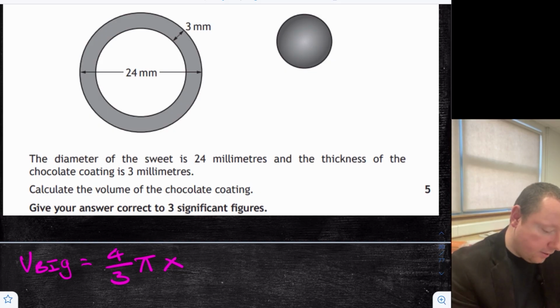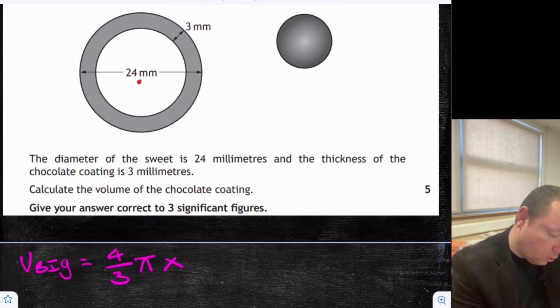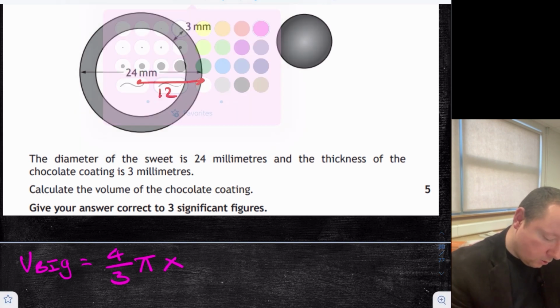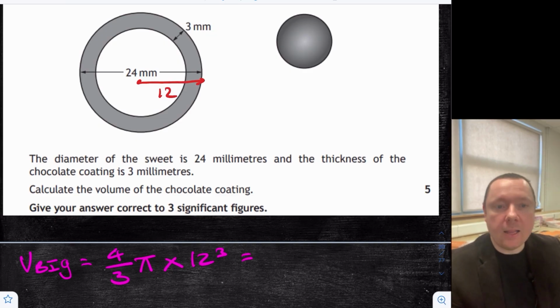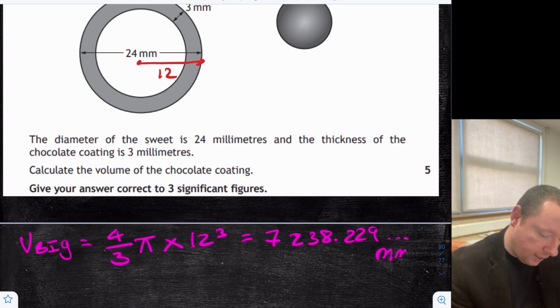4/3 times pi, and the radius, well, we need to do a bit of maths here, I suppose. If I draw a dot out here and go to here, well, that's half of 24, which is 12. So it's 12 cubed. And that gives us 7238.229 millimeters cubed in this case.